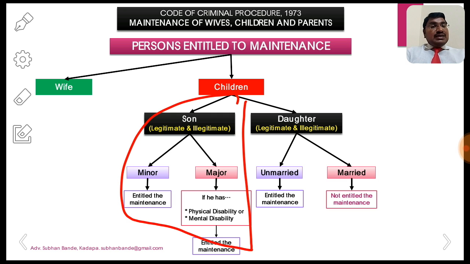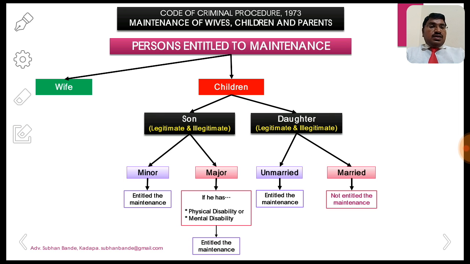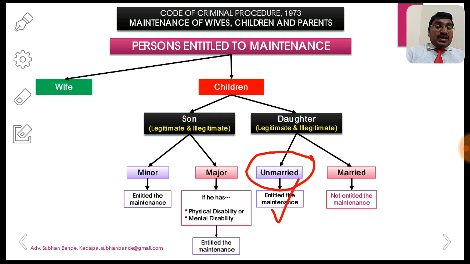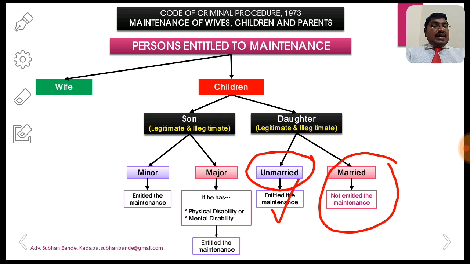Now the second part. A daughter, whether legitimate or illegitimate, can be entitled to maintenance under Section 125 of the Act 1973. For a daughter of any age, age is not a criterion for maintenance if she is an unmarried daughter. An unmarried daughter, irrespective of her age, has the right to maintenance. A married daughter has no right to maintenance from her father. Once she gets married, then she can file an application for maintenance if she wants.